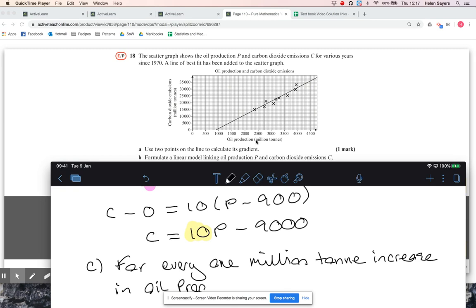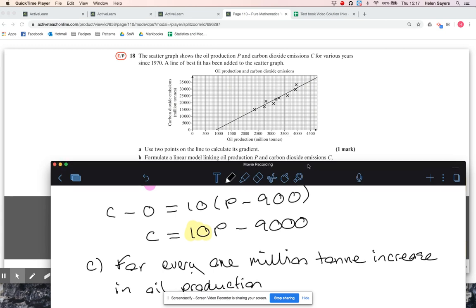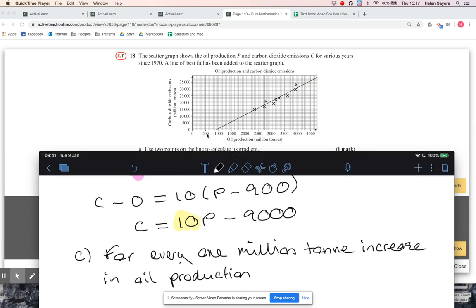I don't really think I should have a capital P or a capital A, actually. So you don't have to have any kind of knowledge of these situations they're describing. You can just copy it sort of straight from the question. So for every time this goes up by 1, that's representing a 1 million ton increase in oil production.